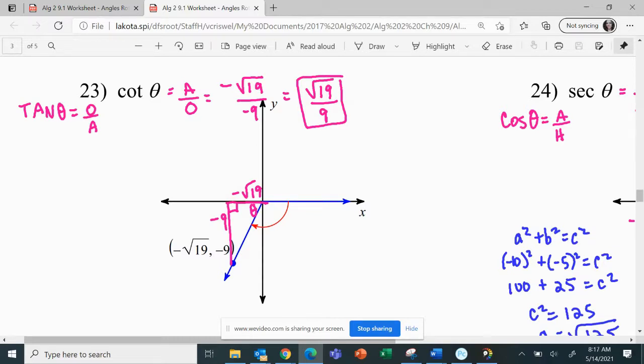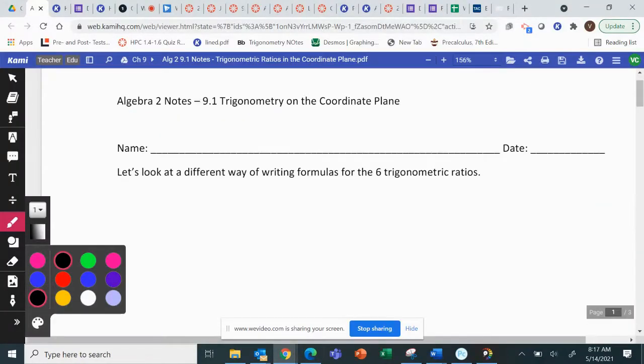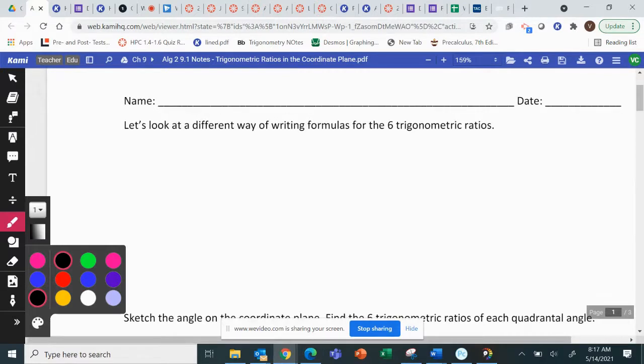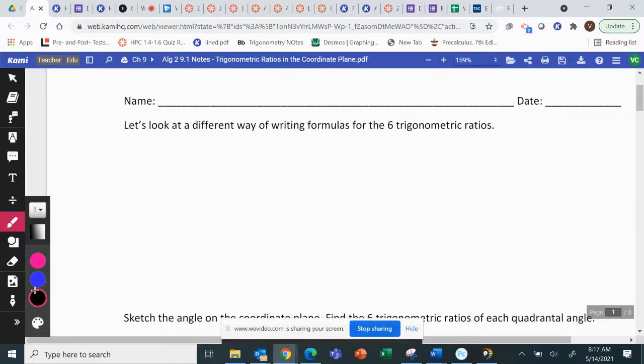Just curious. What do you guys think? Coincidence, or that's the thing we should know? That's the thing we should know. Okay, so we're gonna make some shortcuts here in our notes today. We're gonna look at writing the formulas a different way. So the first thing is when we see the opposite, the O, that is always the Y coordinate of that ordered pair.